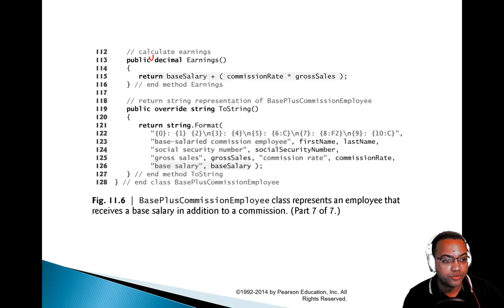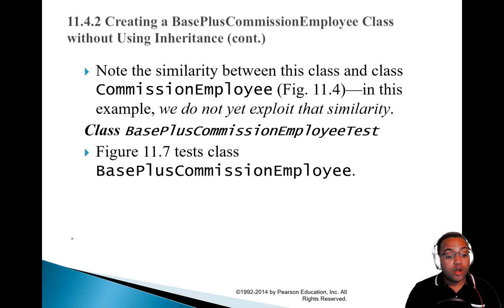Remember, there's no void here. Decimal is the data type that it's returning, so it will return a number, a decimal. And then we override the toString because we want to print certain things. Note the similarity between this class and the commission employee. In this example, we do not exploit that similarity. We do not yet exploit that similarity.